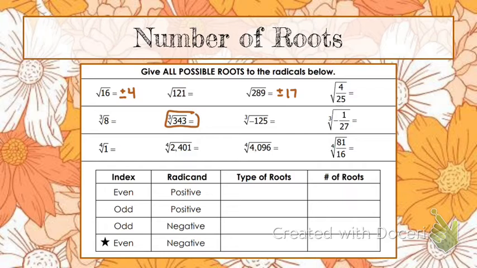The next one we're going to look at is here. This is the cube root of 343. So if you type this in your calculator or look at your list, you'll see that the cube root of 343 is 7. And we want to ask ourselves, can it be negative 7? And the answer is no, because 3 is an odd number.